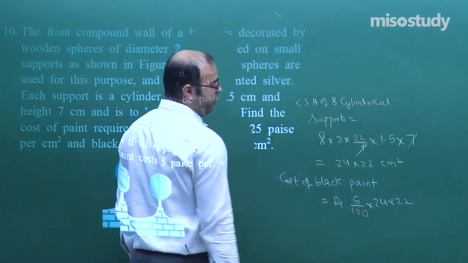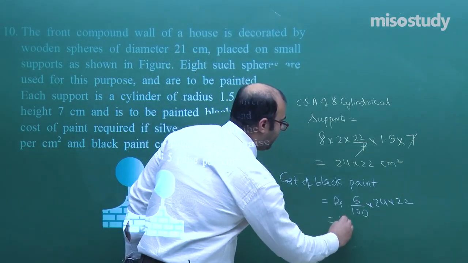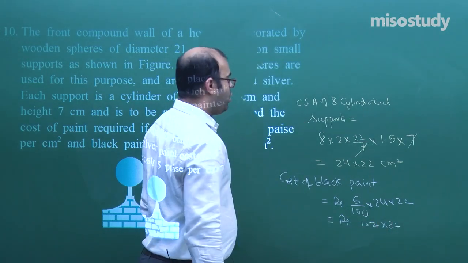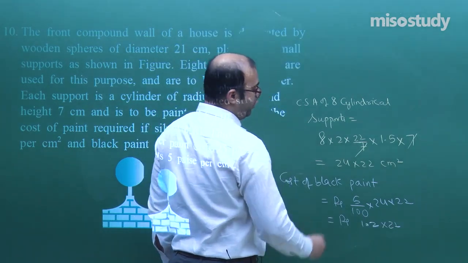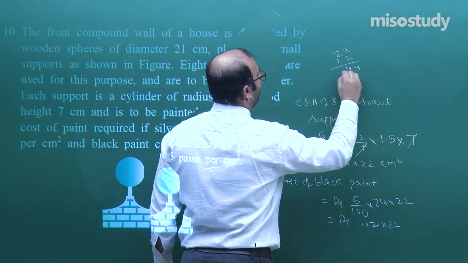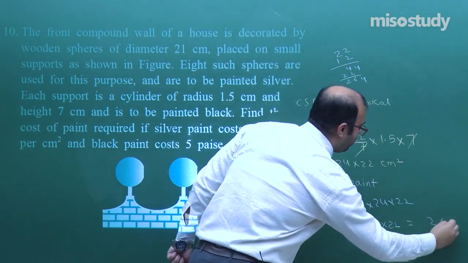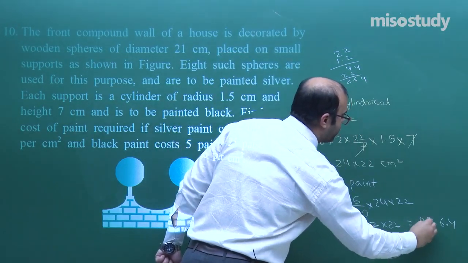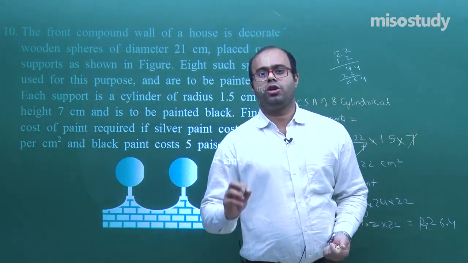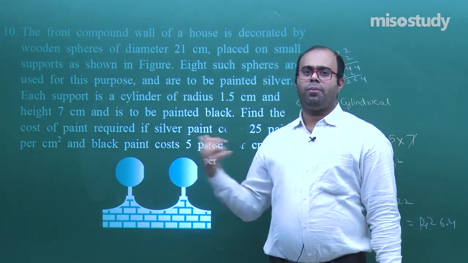Now, let us calculate this. 24 into 5 is going to be 120. So, we can write it like this, rupees 1.2 into 22. Now, when multiplied, 22 into 1.2, what do we get? 264. So, this will become 264 and a decimal here, rupees 26.4. So, only 26 rupees 40 paise is required for the wooden cylinders which are acting as the support here to paint them black.